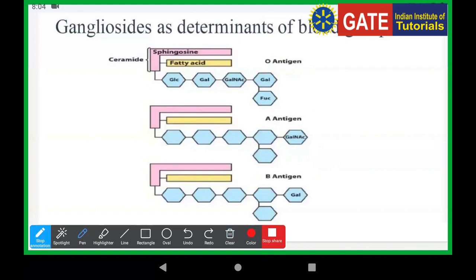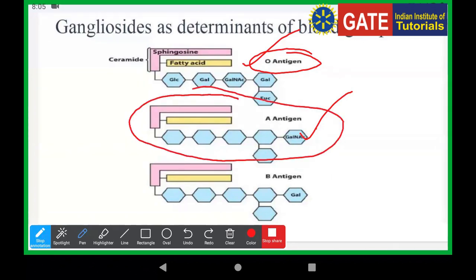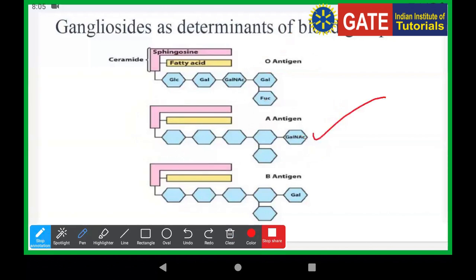If the RBC membrane has this ganglioside, that is O antigen. If it contains this ganglioside with N-acetyl galactosamine, an additional sugar added, this is the A antigen determinant. This is B antigen. Like that, different blood groups are present in humans. Even positive blood, negative blood, A blood group, B, AB, and O, because of these antigens present on the RBC membrane.